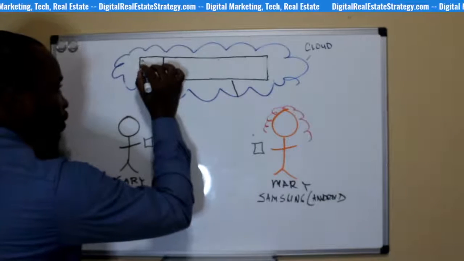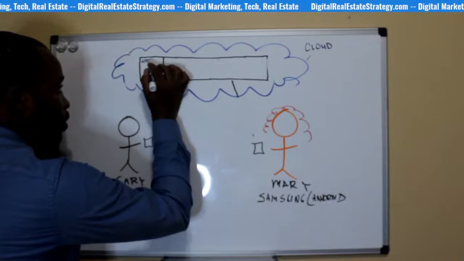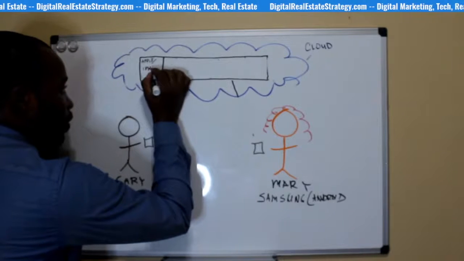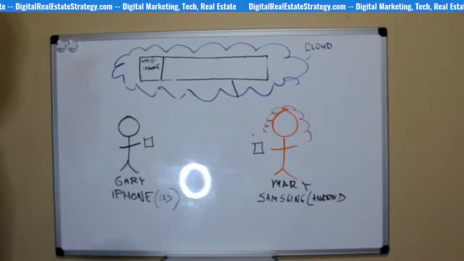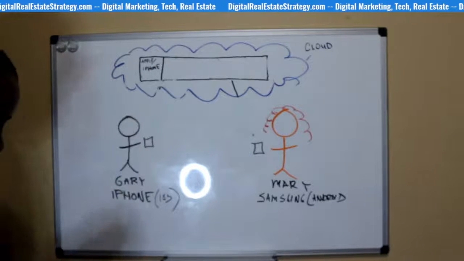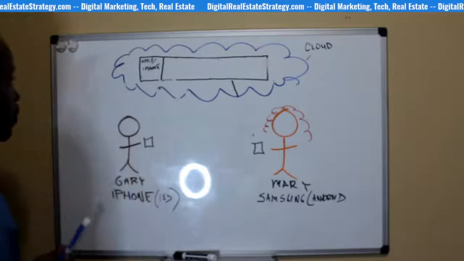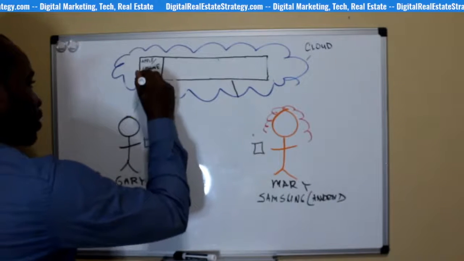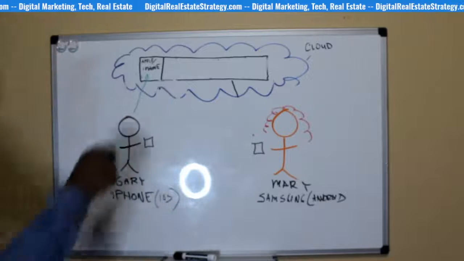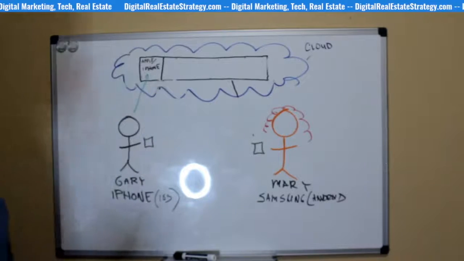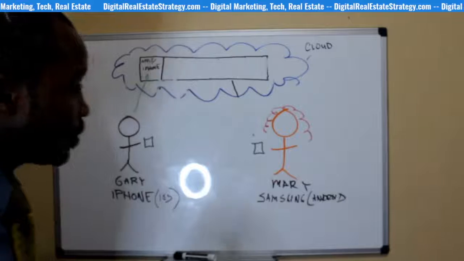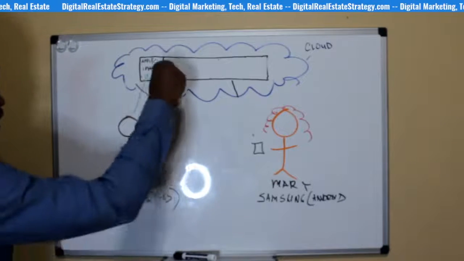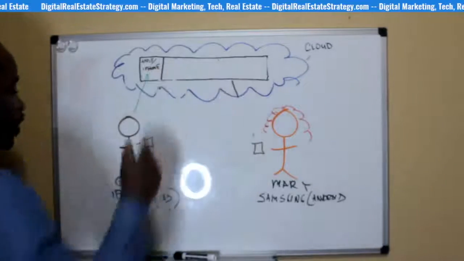iPhone/Apple, this is their server. That's their server, right? So Gary's going to send a message. He's going to send his message, and it's going to go up there. But once it gets up here, this is where the processing happens. Once Gary sends his stuff up here, this server does something with it.